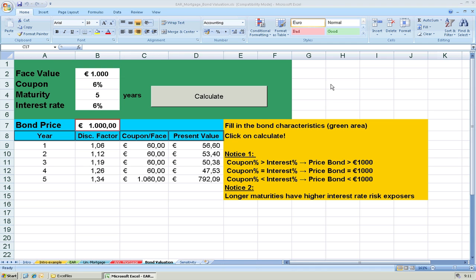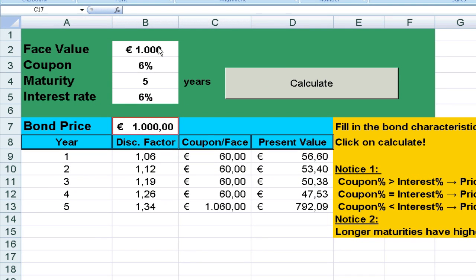I created a bond calculator here in Excel, and what do we see? We see the amount we lent, and the face value of the bond is 1,000, or we lend out 100,000. The coupon they pay is 6%. The maturity of this bond is 5 years, and the interest rate, or sometimes also referred to as the yield to maturity, or we can call this the discounting factor, is, let's say, 6%. So for instance, if we calculate this, we press on calculate, the bond price is exactly 1,000.